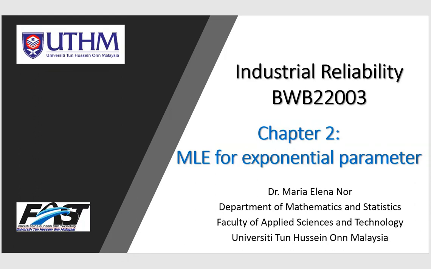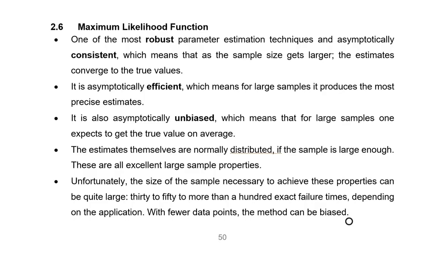In this video, I'm going to explain the last part of chapter 2, which is the maximum likelihood estimation for exponential distribution parameter. Before we go through the details about the estimation, let's recap some of the properties of the MLE, which is one of the most robust parameter estimation methods, and it's also consistent, efficient, and unbiased. All these four properties of estimation you already learned in the statistical inference subject. So it's just a recap for you.